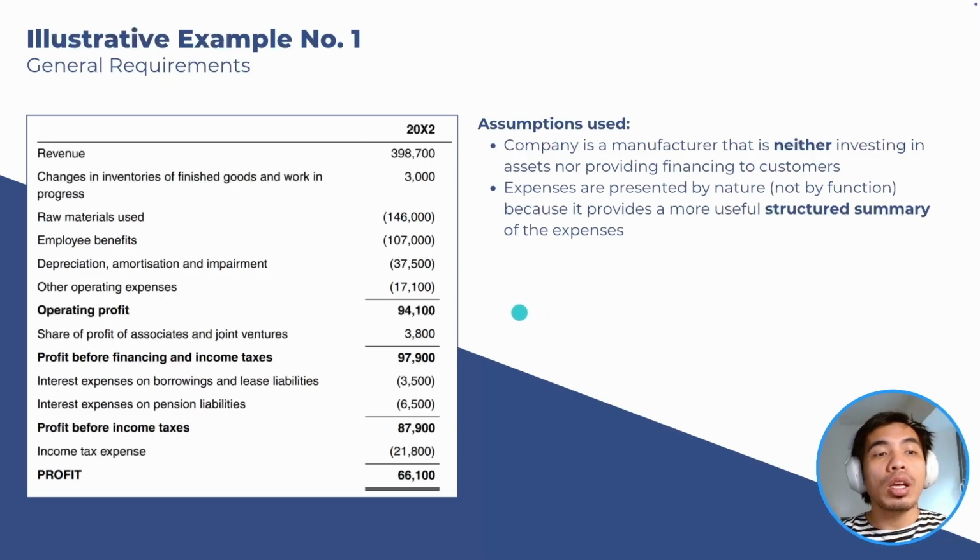You're seeing here that we have the two new types of subtotals, the operating profit and profit before financing and income taxes. The profit before financing and income taxes includes the operating profit plus the investing category income and expenses. And then we have profit before income taxes, which now includes all of the operating, investing, and financing category income and expenses. And then we have the income tax expense. The standard didn't present here the profit from discontinued operations, but it would be on the lower part of the presentation of the profit or loss. So this is the general requirement.